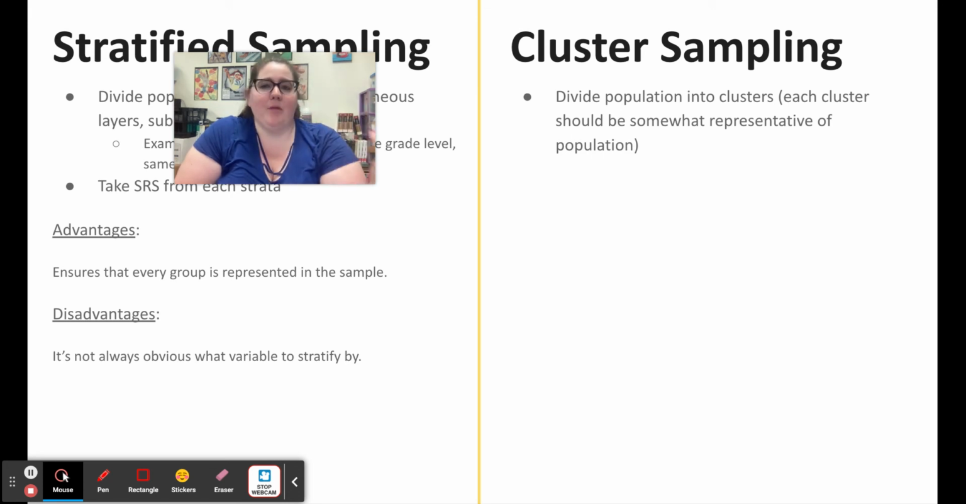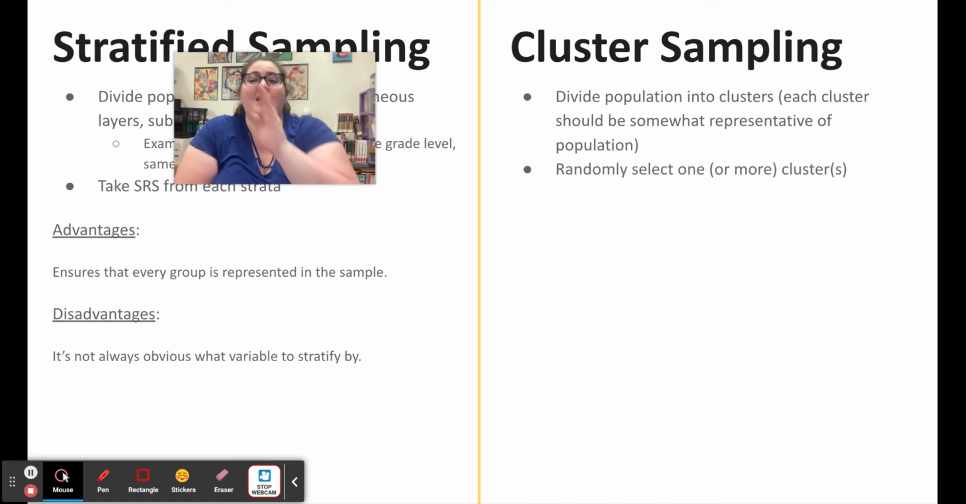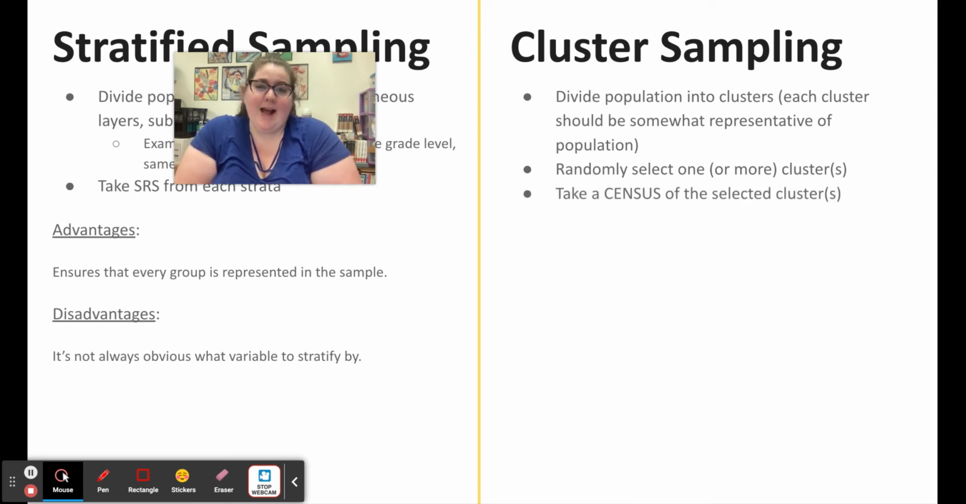So things like city blocks, we might look at each block as a cluster, or pages in a phone book, if y'all know what phone books are. I might look at each page in the phone book as a cluster of individuals, etc. Once I divide my population into clusters, I randomly select one or more clusters. I would do that by numbering each of the clusters, 1 through whatever, and then use some kind of number generator to pick one or more clusters. And then I would take a census, meaning I ask every single individual in each of the selected clusters.